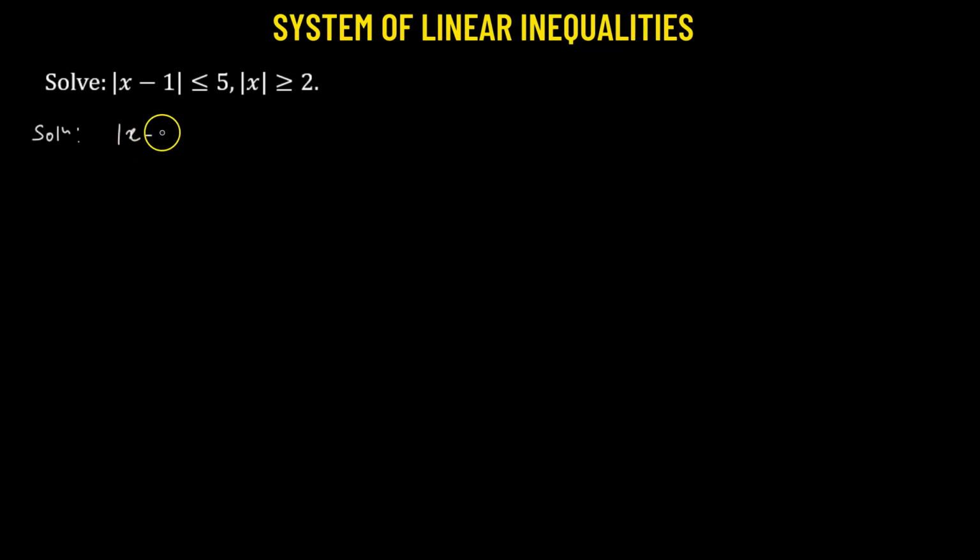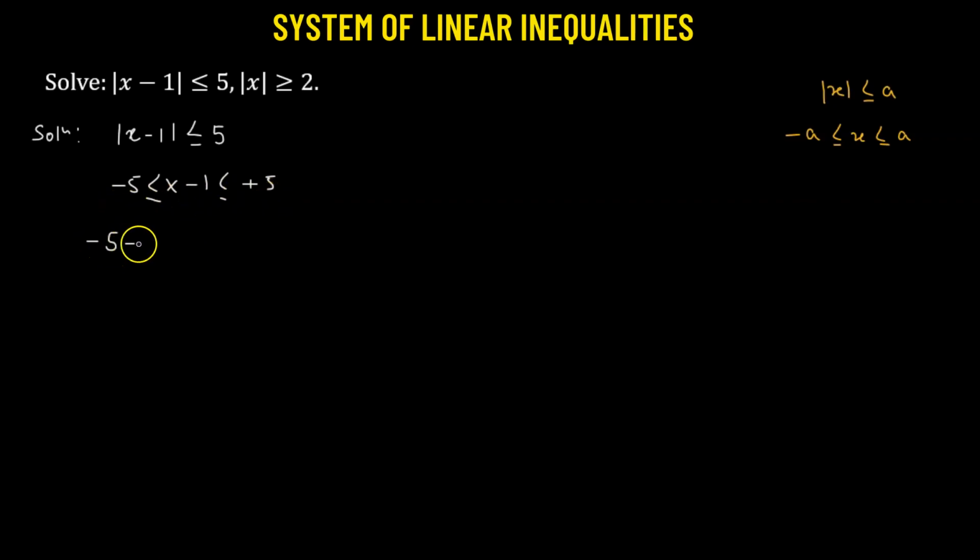So here we have |x - 1| less than or equal to 5. Now we can use a property of inequality. That means if we have absolute value of x less than a number, let's say a, then we can also express this as x lying between negative a and positive a. So using this property, we can rewrite our given linear inequality as x minus 1 lying between negative 5 and positive 5. Now what we'll do, we'll add throughout with positive 1.